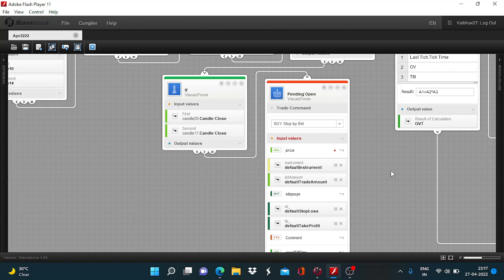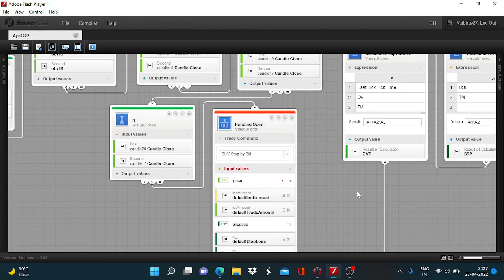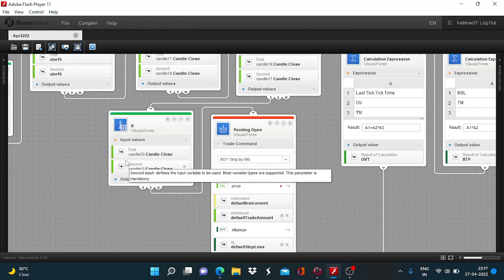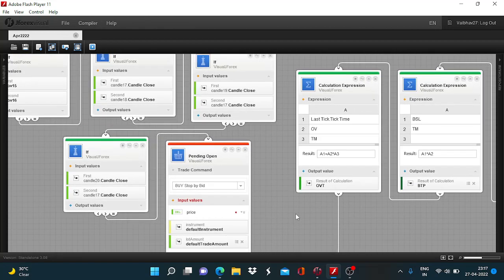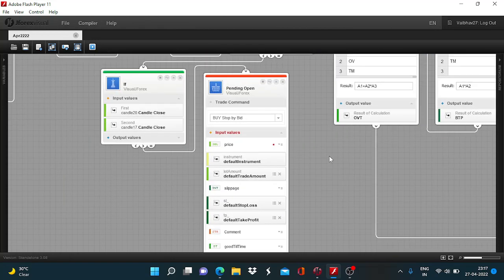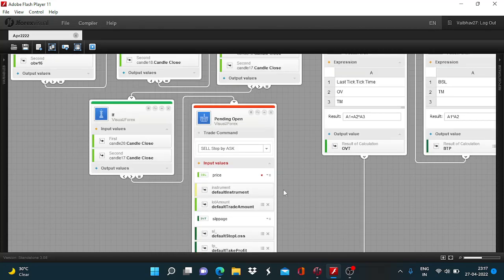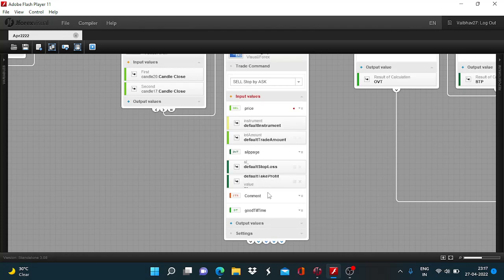So the second last 10-second block should have closed higher, and the last 10-second candle close should have been lower compared to the closing value of the last 15-minute candle. And if these conditions are fulfilled, we will go for the execution of the sell trade, which will be a sell stop order, sell stop by us. And now we have to define these input values for this trade command block, which we will do one by one.